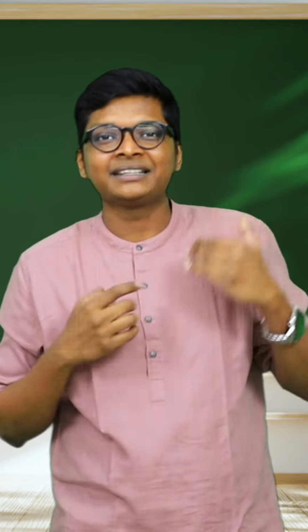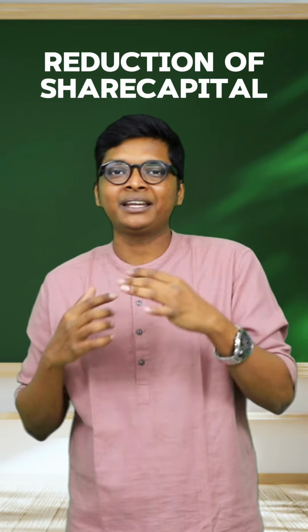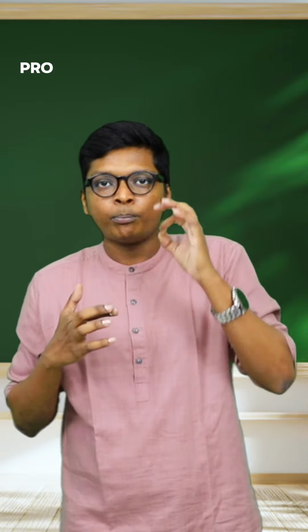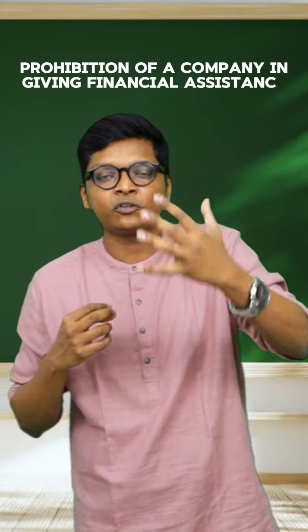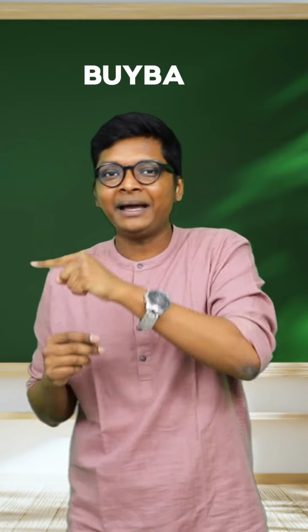Section 65 we don't have in the syllabus. Section 66 talks about reduction of share capital. Section 67 talks about prohibition of a company giving financial assistance in certain cases for the purpose of buyback, which is not allowed. Section 68 talks about buyback.